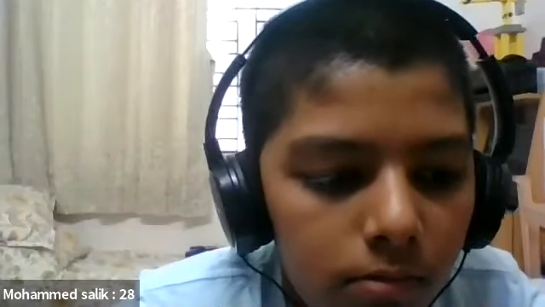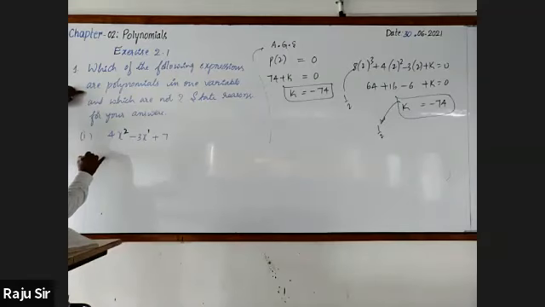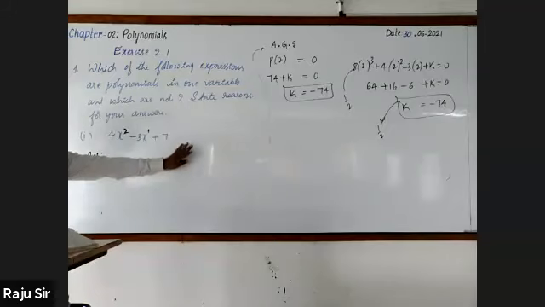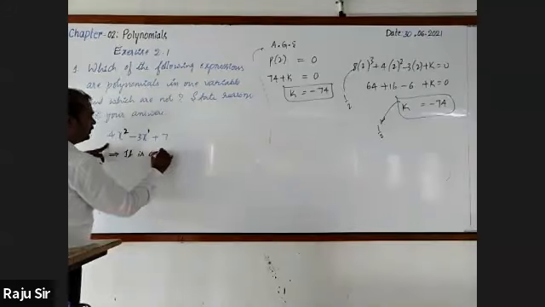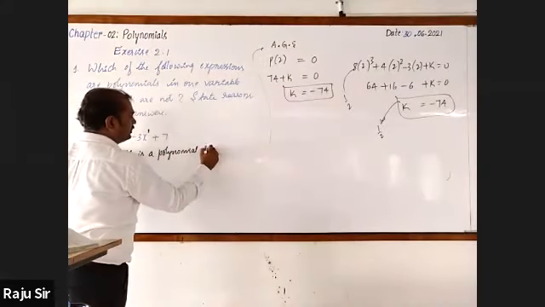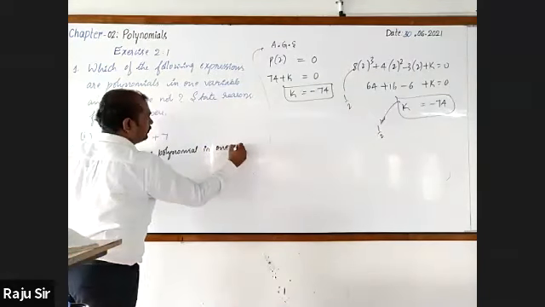Let us go for writing the answer for this. We are not going to find out the solution. We are going to answer. See, it is a polynomial in one variable. Can we write so? Yes, sir. It is a polynomial in one variable.